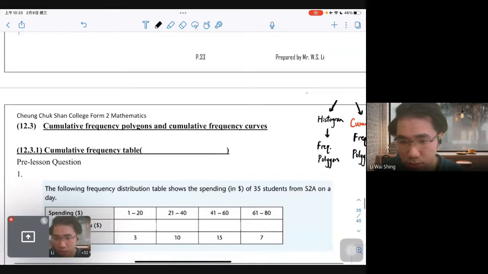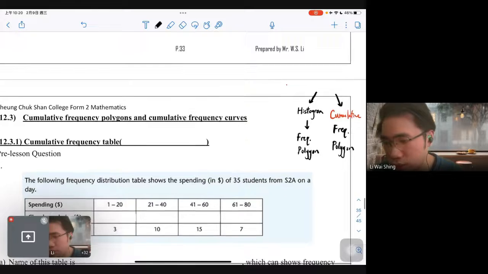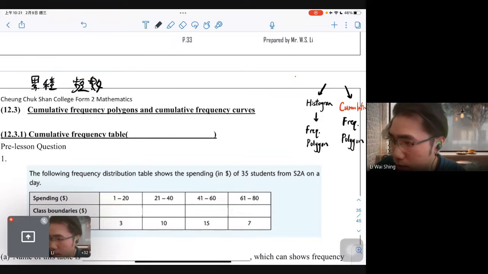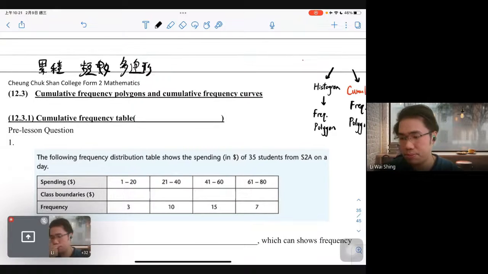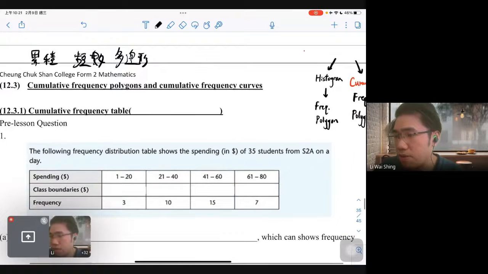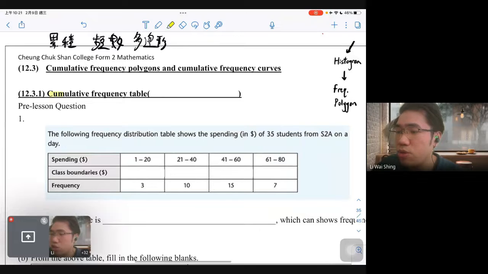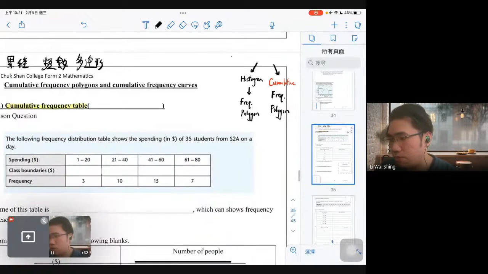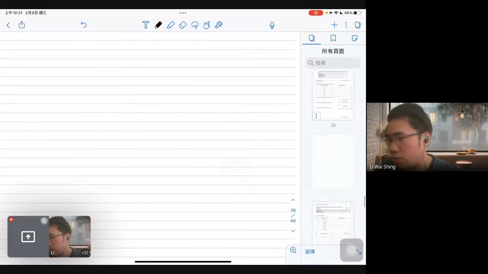Yes, thank you. Okay, I still saw some of your work. Oh, very good. Nice to see that. Okay, Chinese name, 累積頻數，累積頻數多邊形。Okay, what does it mean? Before we draw the cumulative frequency polygon, we need to know the cumulative frequency table first. Actually, it's very easy. Okay, let me give you an example.